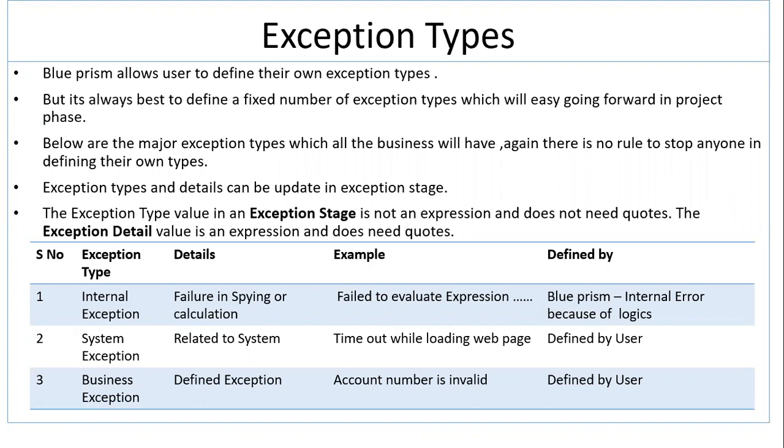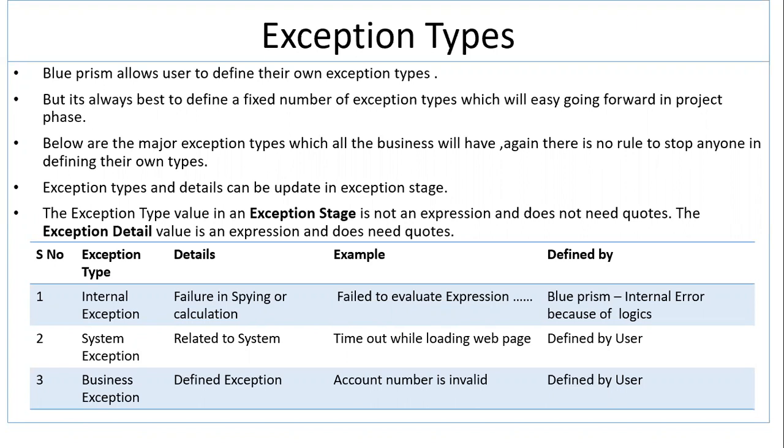Because assuming that if you have 100 developers sitting on the same environment or same database connection, and each and every one ends up creating their own exception type, there will be a lot of confusion, or you will end up creating a huge number of exception types. So below are the major exception types which all businesses will have. Again, there is no rule to stop anyone from defining their own types.